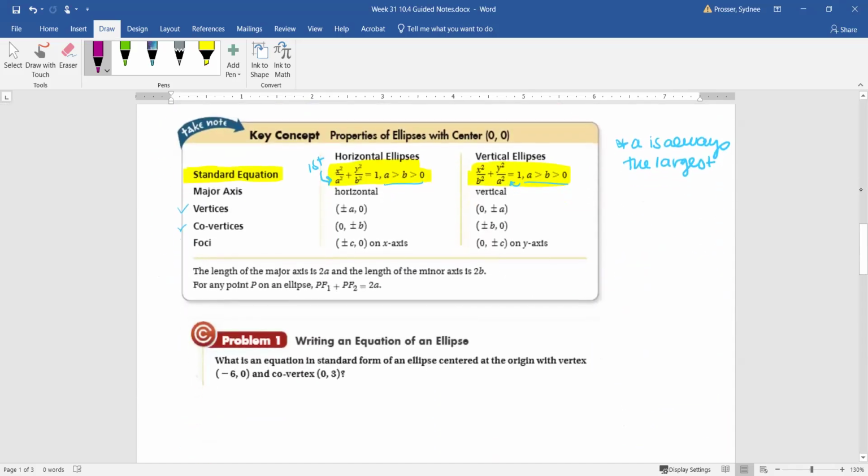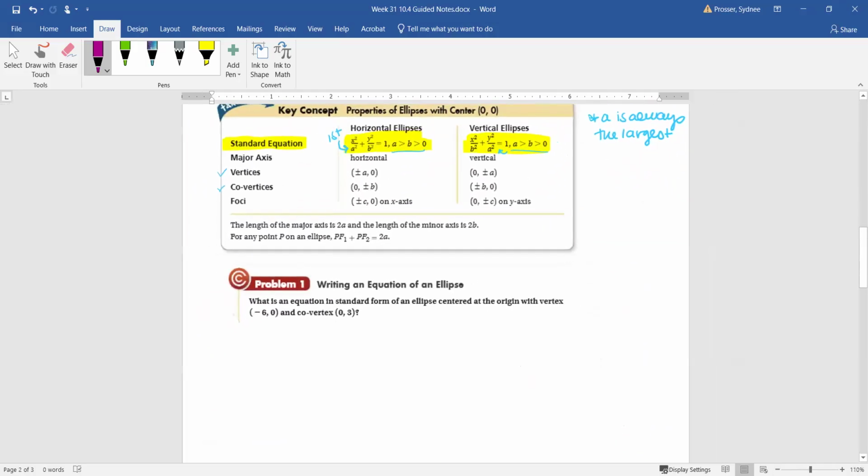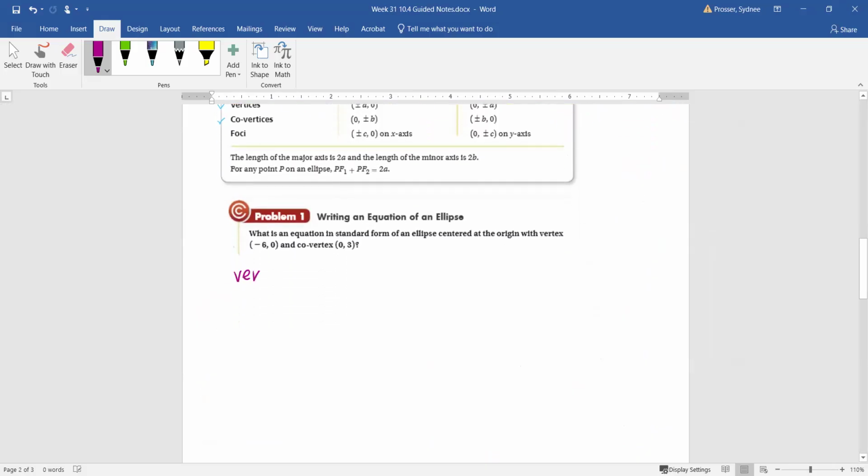Okay, let's dive into our first example. I'm going to zoom out a bit here so we can see everything. It says, what is an equation in standard form of an ellipse centered at the origin, so centered at 0, 0, with the vertex negative 6, 0, and a co-vertex of 0, 3. I'm going to jot this down. Right away, I notice that my vertex is in the x value, and that tells me that I have a horizontal ellipse.